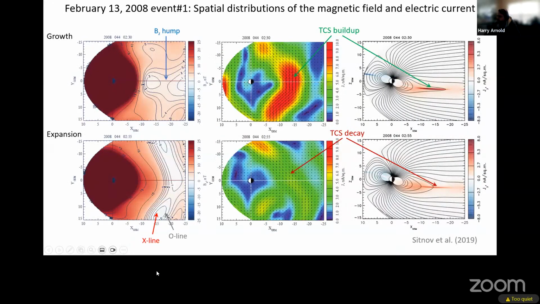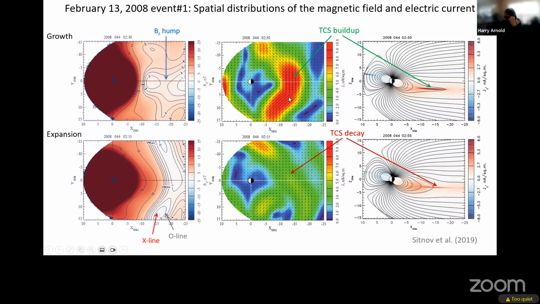Okay. So this is just another example of this thin current sheet buildup. This is for a particular substorm, 2008. In the growth phase, that's these top three plots you see in the equatorial plane here, you have contours of BZ again, and you can quite clearly see that BZ hump I was just talking about. But if you look at the current sheet, you also see this thin current sheet that goes almost entirely across the magnetotail and is several RE, 5 RE in width, maybe a little bit more.